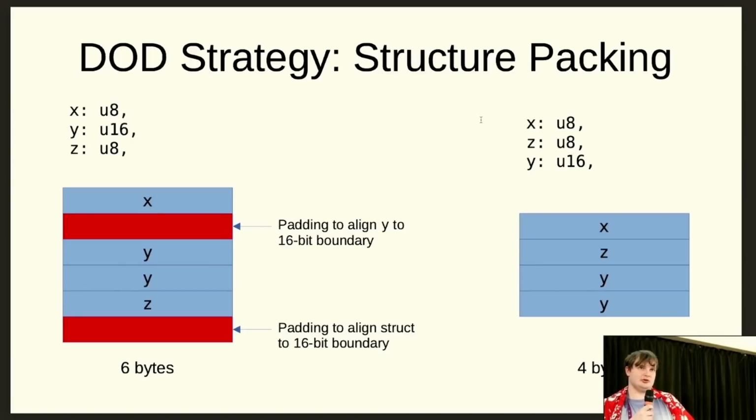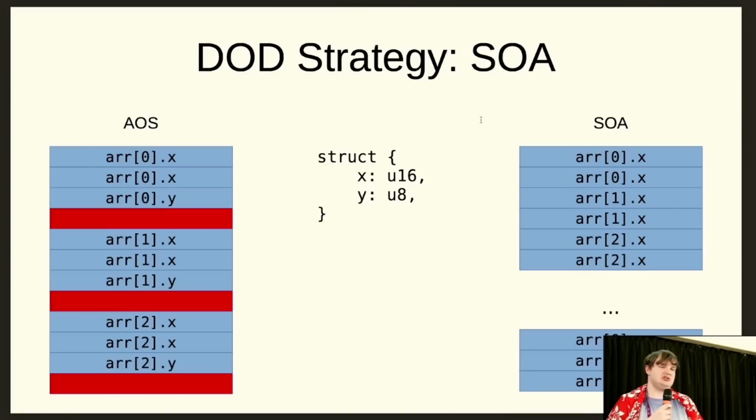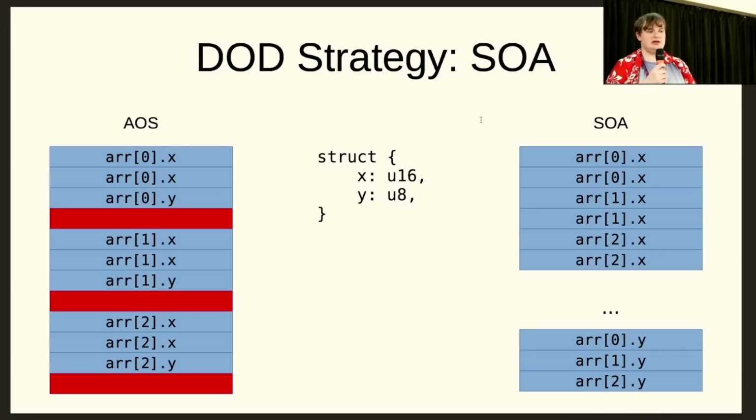Obviously, on the scale of storing one of these, that doesn't matter. But if you imagine you have a really big struct, or you're storing loads and loads of them, this can add up. Next strategy is a thing called SOA. SOA stands for struct of arrays. The idea basically is sometimes padding is unavoidable. So the example I've written here is you have a 2-byte integer and a 1-byte integer in a struct. That's always going to have a byte of padding.